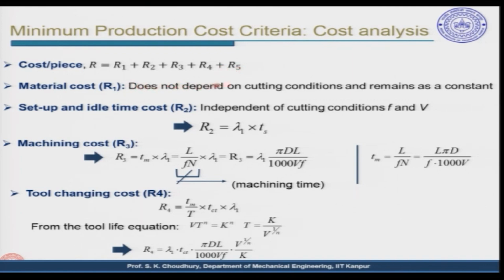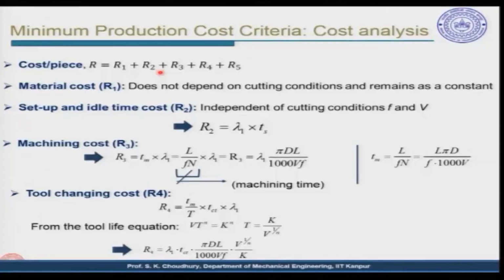Now, the material cost does not depend on the cutting conditions, because we are particularly looking into the cutting condition, and in this particular case we said that for simplicity we will look into the cutting velocity. So, we will find out the optimum value of the cutting velocity at which this criteria, that is the minimum production cost criteria, can be satisfied. Now, the setup and idle time cost also remains independent of cutting conditions, either cutting velocity or feed or depth of cut, and this can be defined as the time taken for setting and the idle time into lambda 1, which will be the overall overhead plus the labor cost.